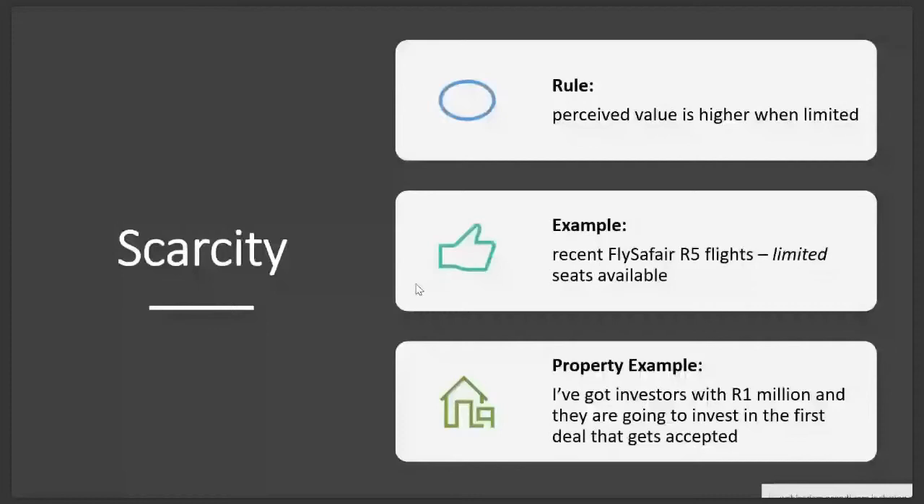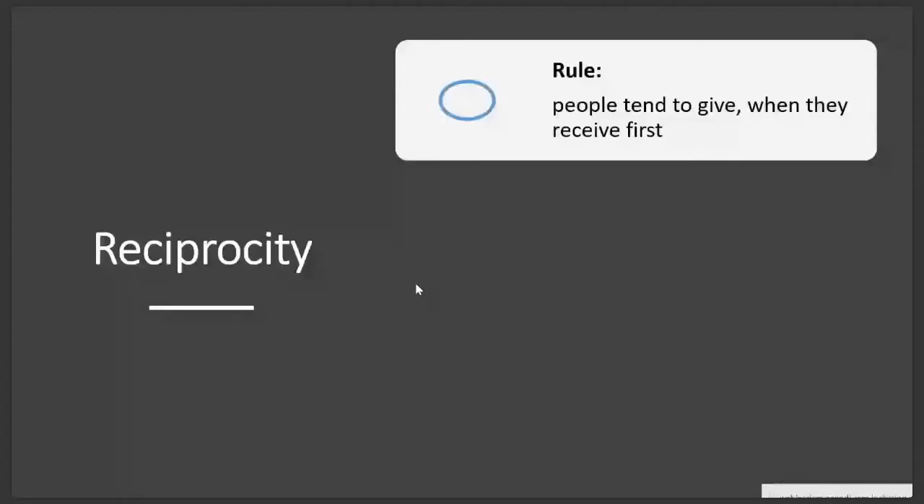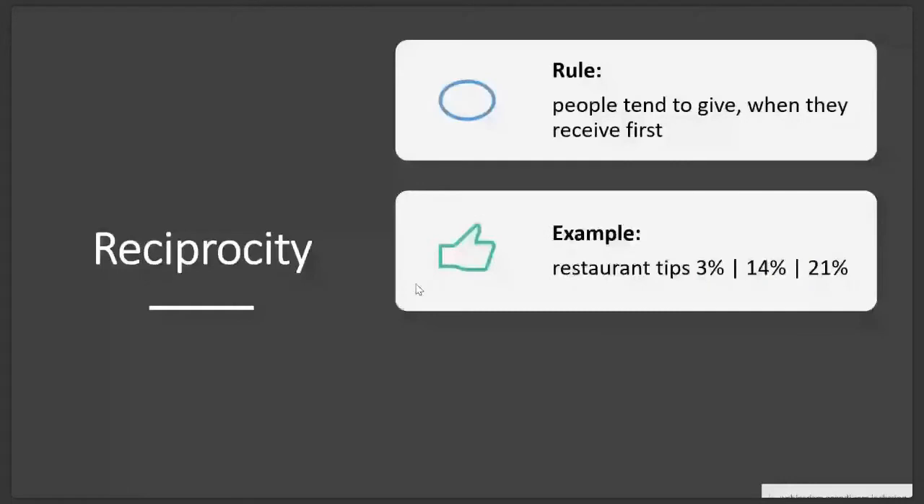Reciprocity. This is another very interesting technique. So the rule is that people tend to give more when they first receive. People tend to give more when they receive. So an example, there was a very interesting study done in a restaurant chain in America.